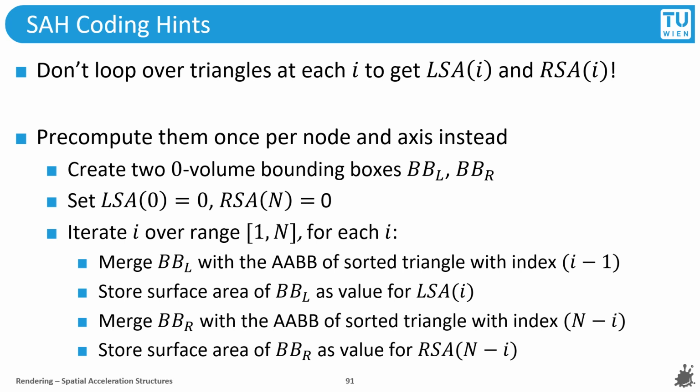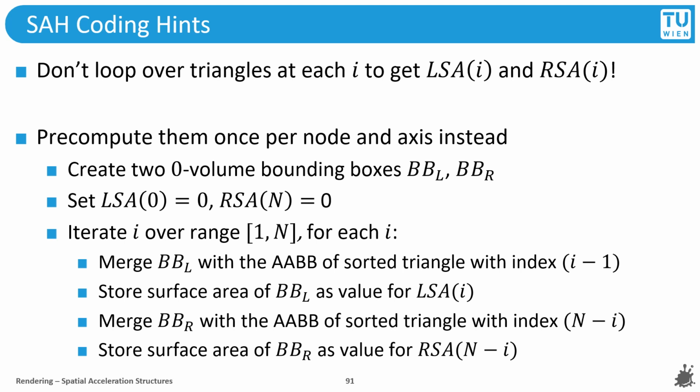And the way to be more efficient about this is to actually pre-compute the LSA of I and RSA of I values once per node and axis for all the indices. And the way that you can do this is to create the two zero volume bounding boxes BBL and BBR. And you can then simply set LSA of 0 to 0 and RSA of n to 0.